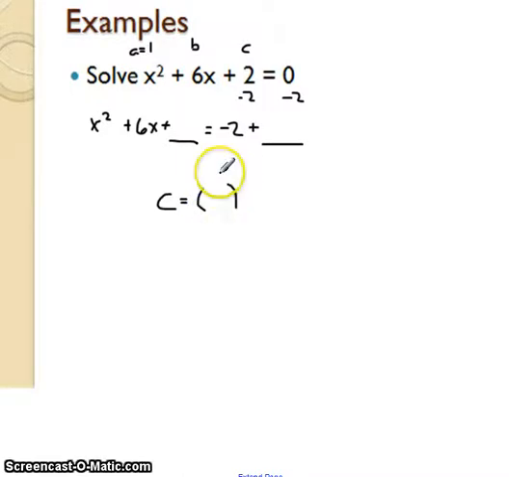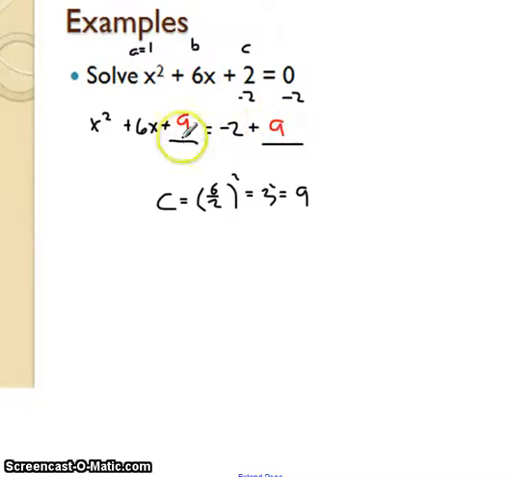So that's half the 6. We'll take half of 6 and we'll square that value. Half of 6 is 3, and then 3 squared is 9. So 9 is the value that I'll be adding to both sides. Right here, I'll put a 9, and then to pay for that, I also have to add a 9 to the right side.